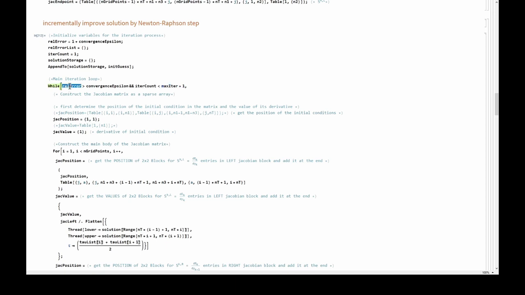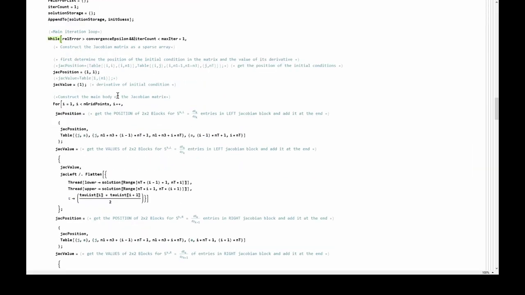So while we're too far off and we're still not exceeded the iteration limit, we keep going. This is what the statement says. And then we have to deal with some Mathematica trickery. So first we evaluate the initial condition and so where it goes in the matrix. Here it goes in position 1, 1, and this value is also 1.